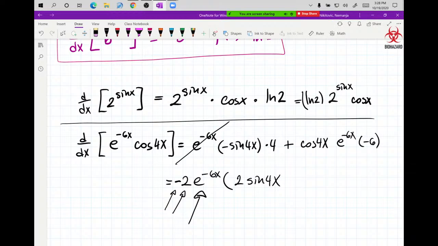Same thing goes for the second parenthesis here. I am taking out negative. I am taking out e, and I'm taking 2 out of 6, leaving 3 behind. So it's going to be plus 3 cosine 4x. There we go.